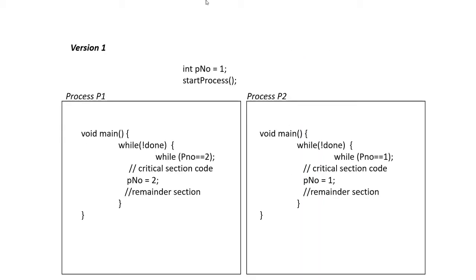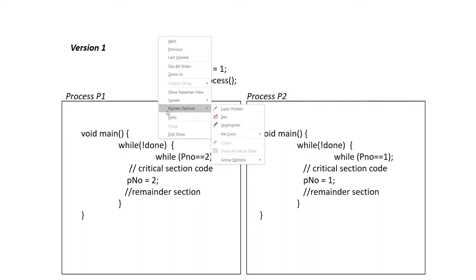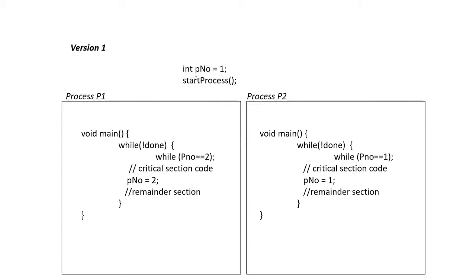So in the first version, as we can see, there is a shared variable p number which will decide which process is to enter into the critical section. Now, by default, in this case, the value of p number is initialized to 1. That indicates that this is process 1's turn to enter into the critical section. If this had been initialized to 2, it would have meant that this is process 2's turn to enter into the critical section. Now let's start exploring the algorithm.